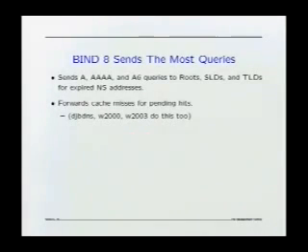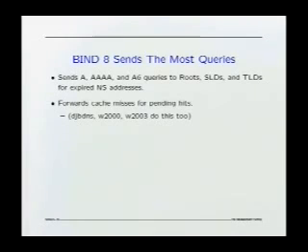So BIND 8 sends a lot of queries, and here are some of the reasons why. At least in my test where I had IPv6 on the box, it sends both AAAA and A6 queries to all of the name servers, the roots, the second level and top level domains, for any name server address that has expired.